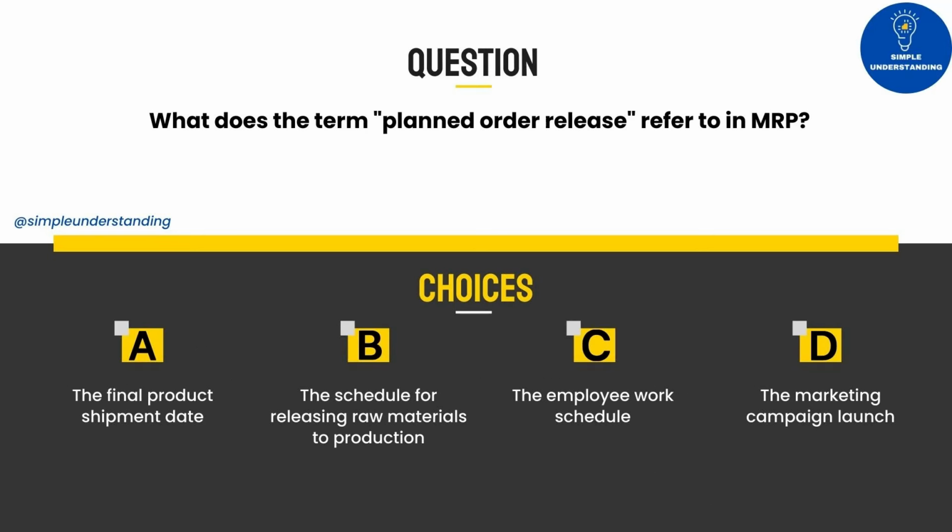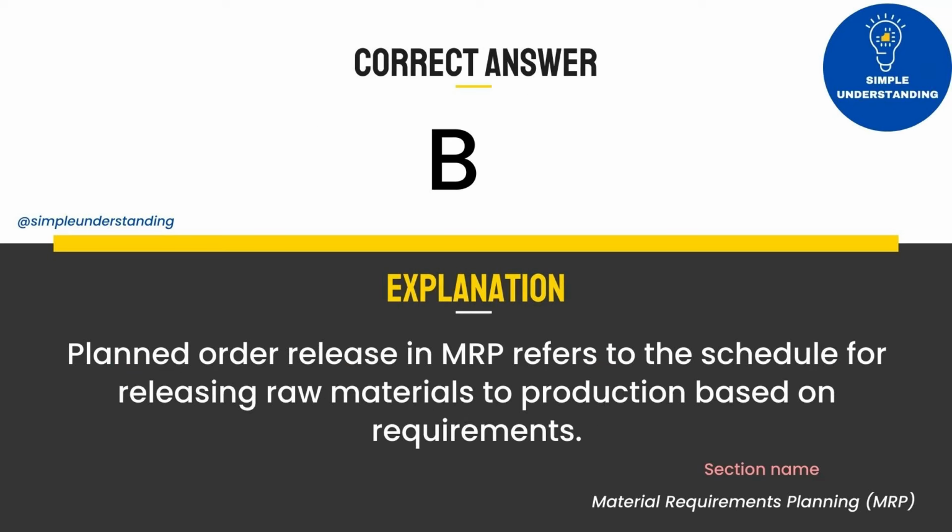4. What does the term planned order release refer to in MRP? A. The final product shipment date. B. The schedule for releasing raw materials to production. C. The employee work schedule. D. The marketing campaign launch. Correct answer: B. Overall explanation. Planned order release in MRP refers to the schedule for releasing raw materials to production based on requirements.